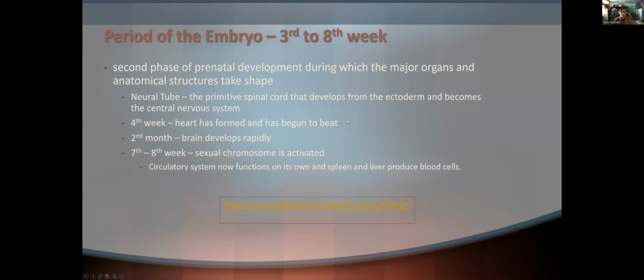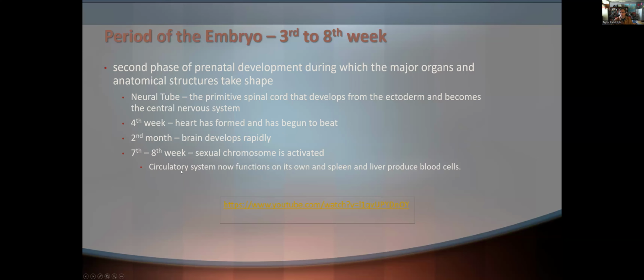By the 4th week, the neural tube develops from the ectoderm and becomes the central nervous system. By the 4th week, the heart is formed and is beginning to beat, which is again very early on. I mean, that's a week after the period of the embryo began. In the 2nd month, the brain starts to develop rapidly because it's going to be orchestrating the development of different things. In the 7th to 8th week, sexual chromosomes are activated.